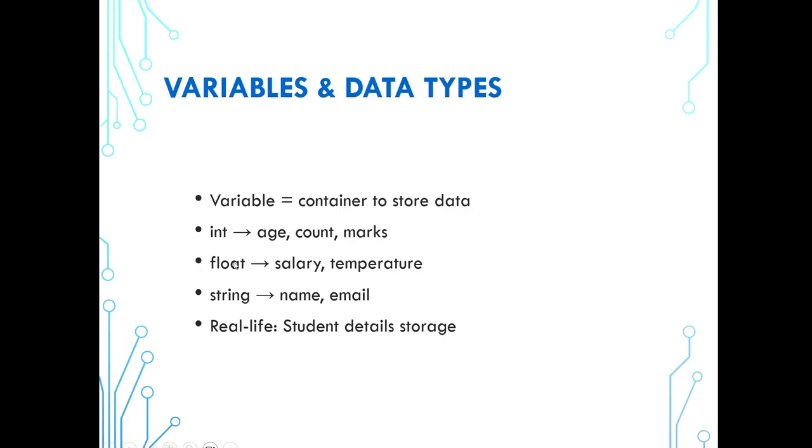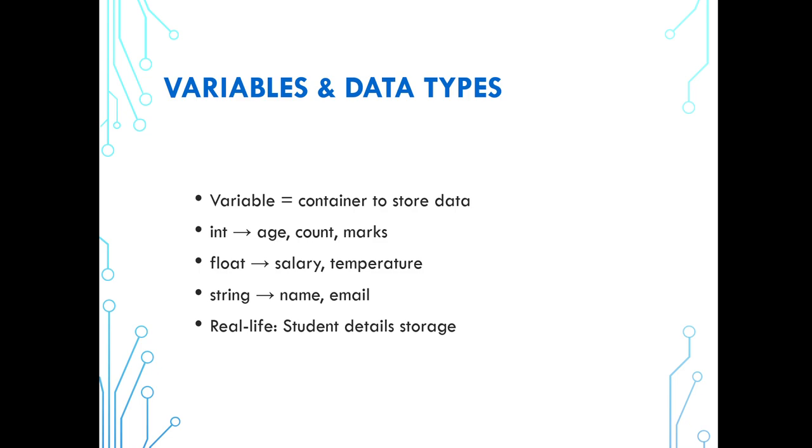And if you have to store any decimal values like the temperature, you need to store it inside a variable. You're using float. So float is used to store the decimal points like salary, temperature, height. If you have to store 5.8 as my height, you need to store it in float.